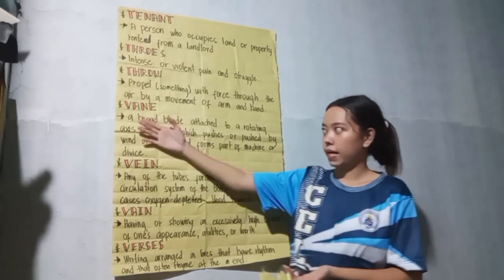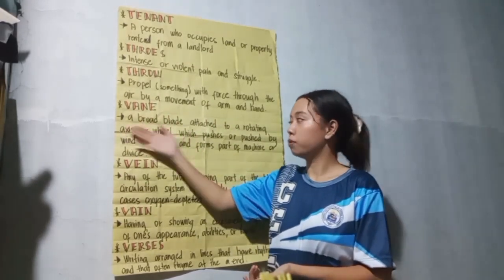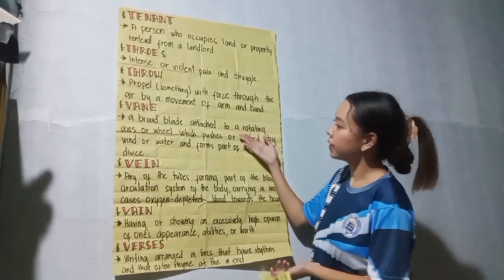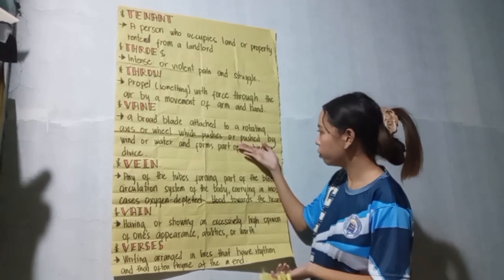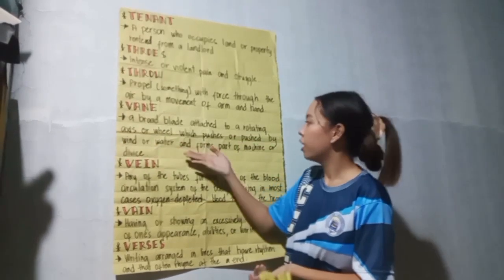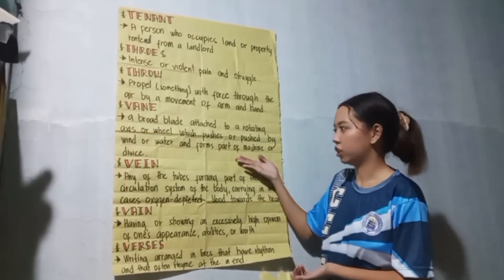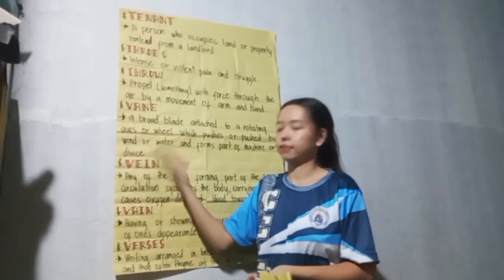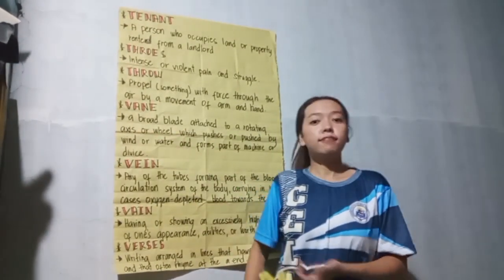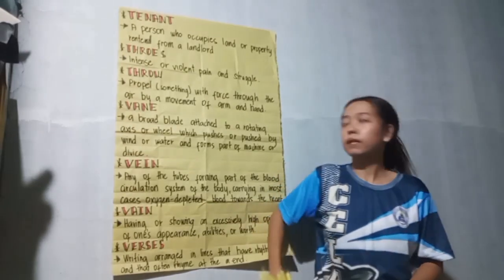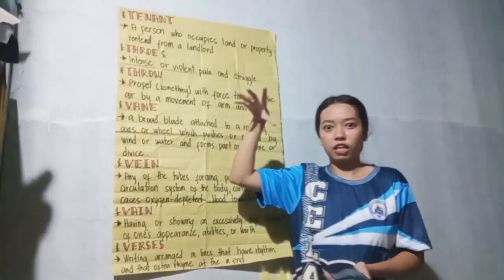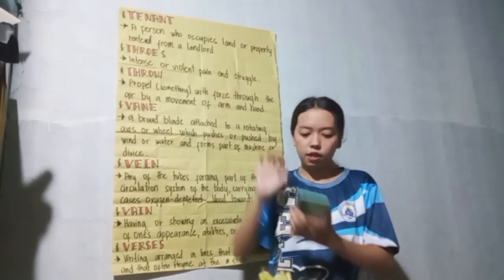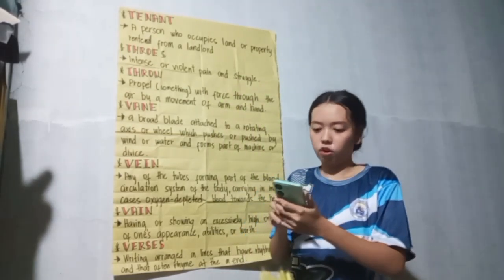Next is vane. Vane is a broad blade attached to a rotating axis or wheel which is pushed by wind or water and forms part of a machine or device. So, yung vane, I have an example here. Ito yung makikita natin most example like sa farm. May rooster siya sa taas, like may south, east, west. So, this is the example of vane.